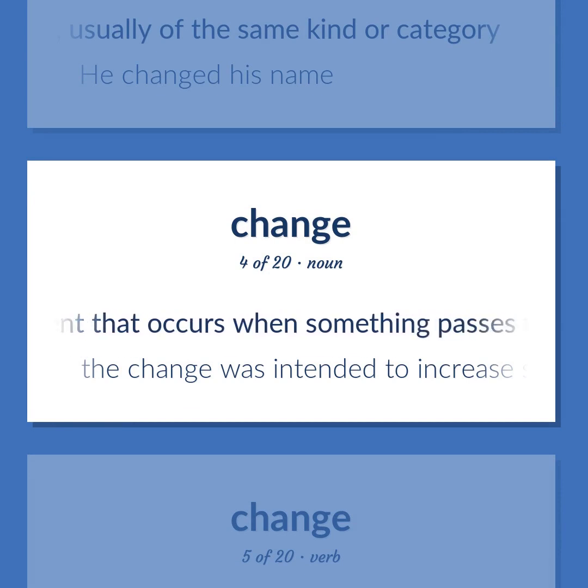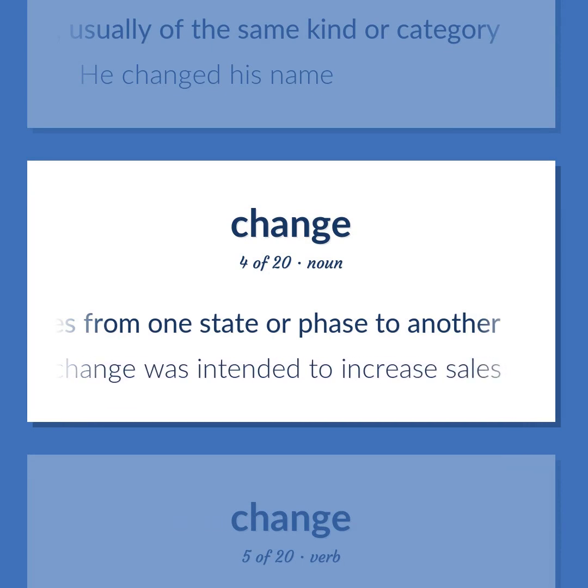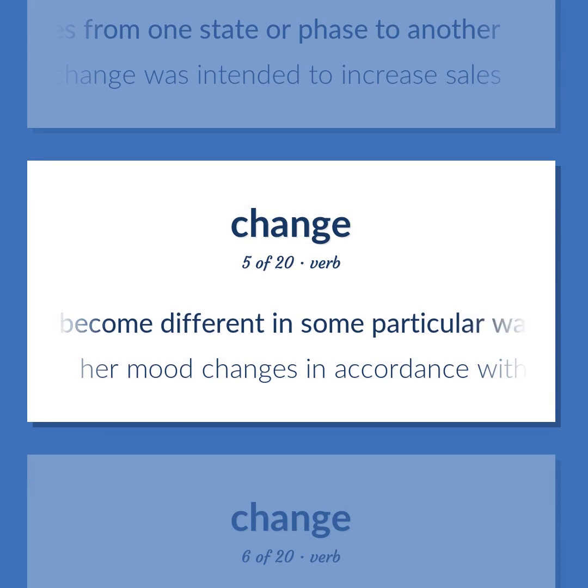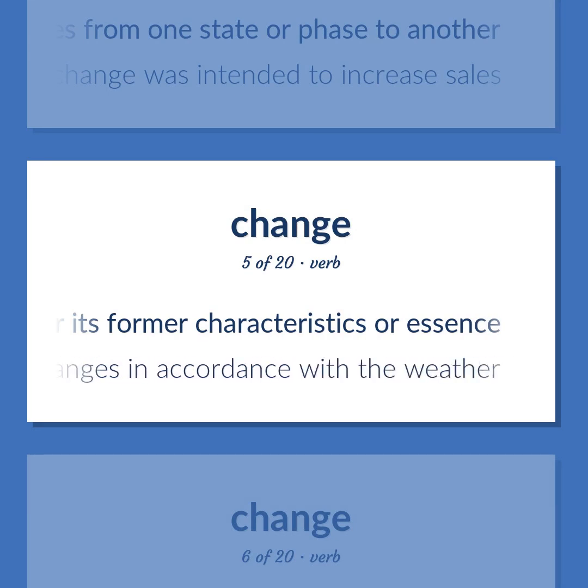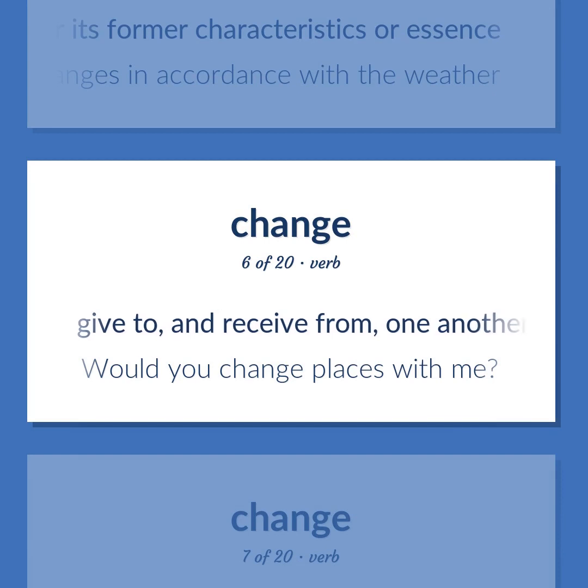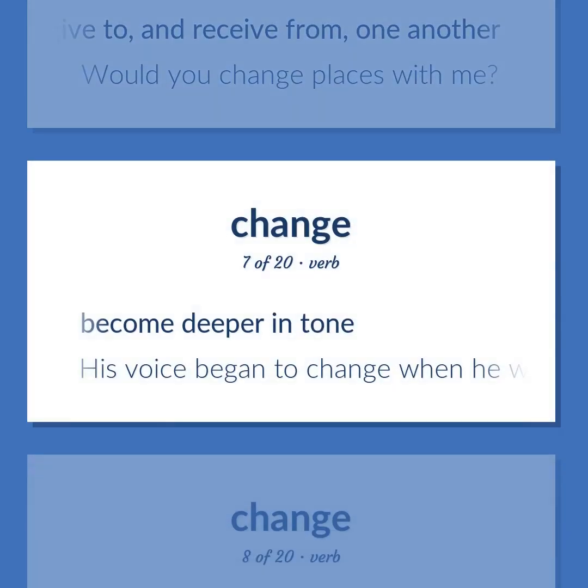An event that occurs when something passes from one state or phase to another. The change was intended to increase sales. Become different in some particular way, without permanently losing one's or its former characteristics or essence. Her mood changes in accordance with the weather. Give to, and receive from, one another. Would you change places with me? Become deeper in tone. His voice began to change when he was 12 years old.